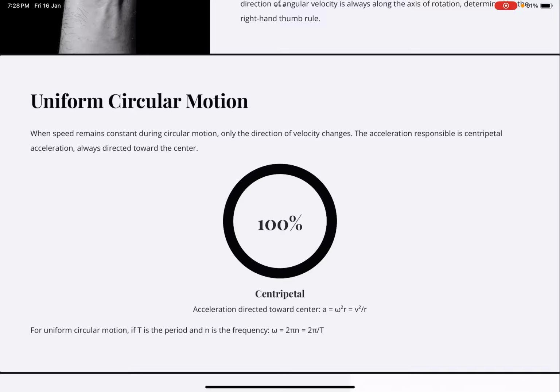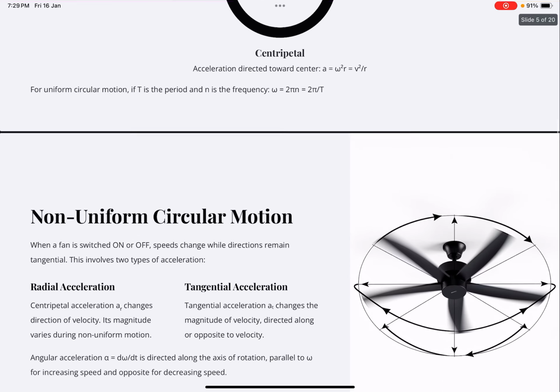For uniform circular motion, if T is the period and n is the frequency, then omega is 2 pi n, which is equal to 2 pi by T. This relation you must understand, where omega is the angular velocity, n is the frequency of motion and T is the time period. So this relationship is important.